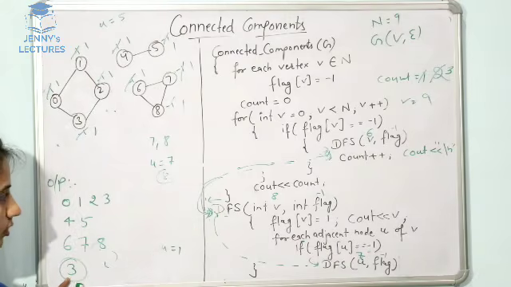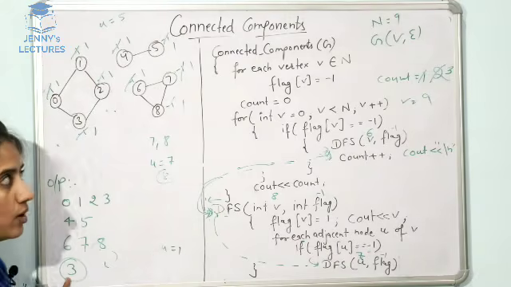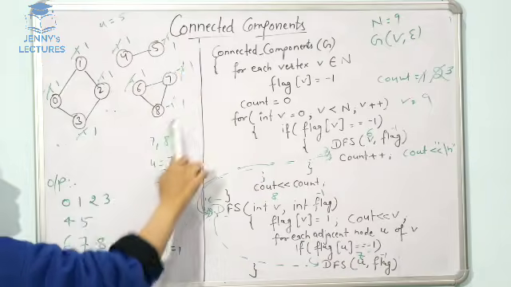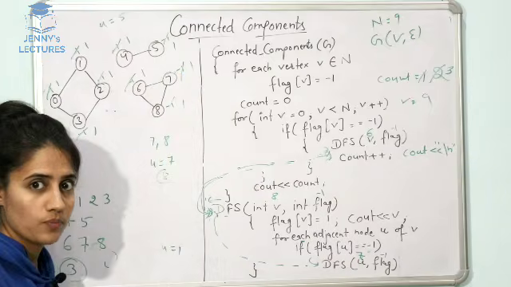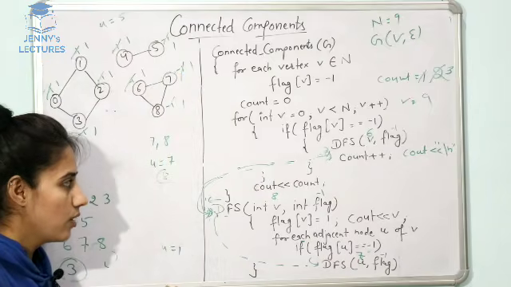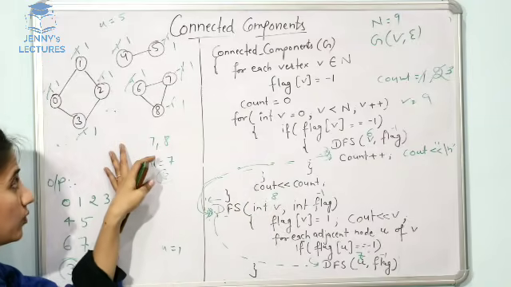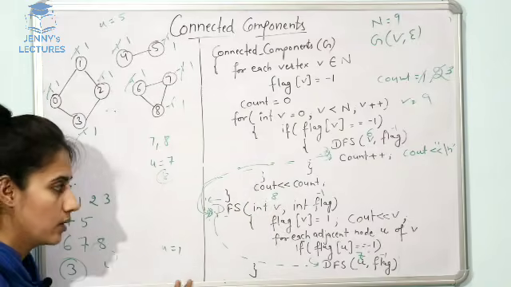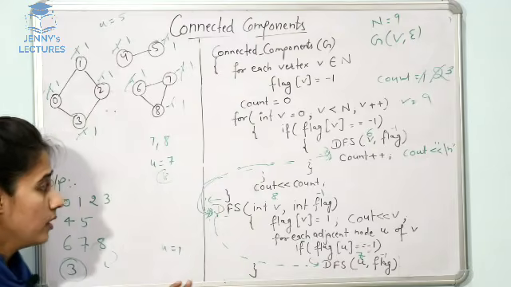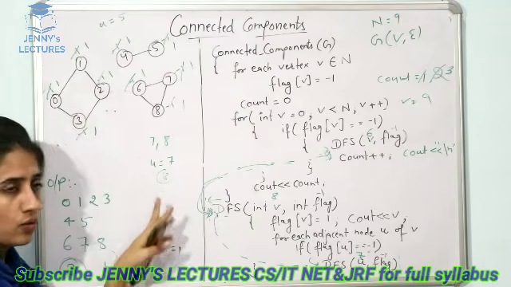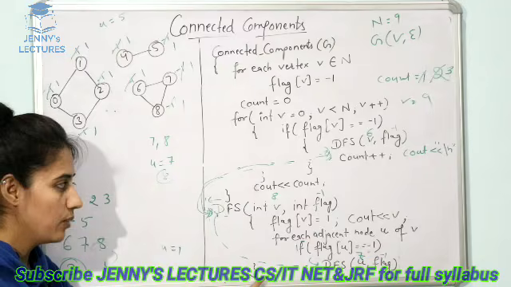Now how many components are there? 3 components are there. Count value is 3, so that is why we have 3 connected components in this graph. So this is how you can check out the number of connected components in a given graph. Okay, you just take one example and trace out this example with the help of the code.